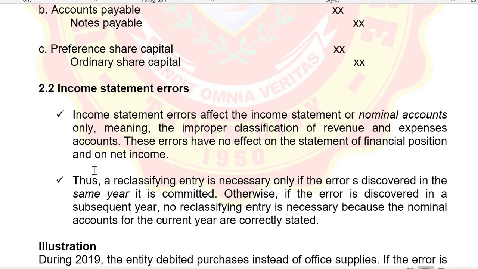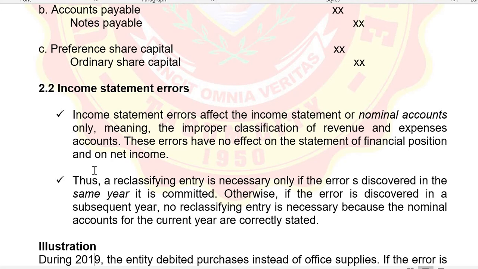So you don't need to reclassify na kasi 'di ba both ang income statement accounts naman din is pa ma-close, and then yun nga, wala siyang effect sa net income kasi correctly stated man yung net income, no? So yun siya. So, wala nang necessary entry if subsequent year na-detect yung error.